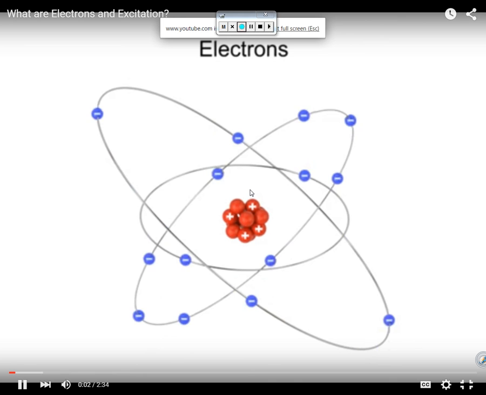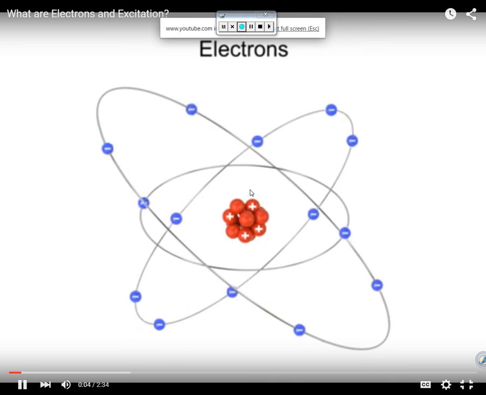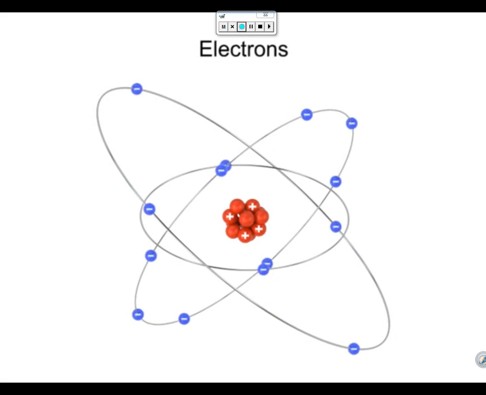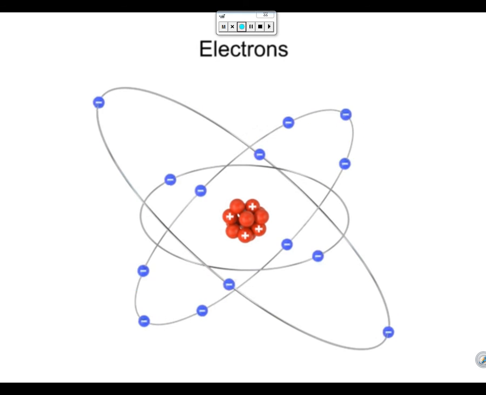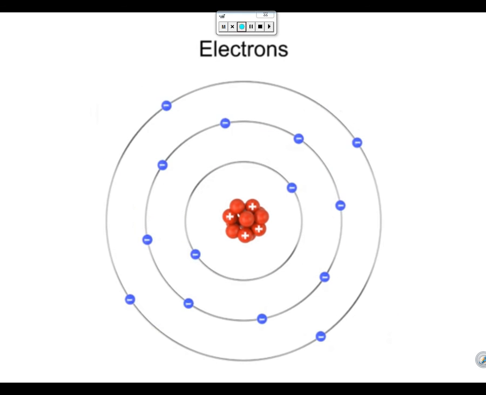Electrons move around the nucleus of an atom in concentric orbits. These orbits or shells represent different energy states that electrons can exhibit. The farther an electron is from the nucleus, the greater its potential energy. Make sense?